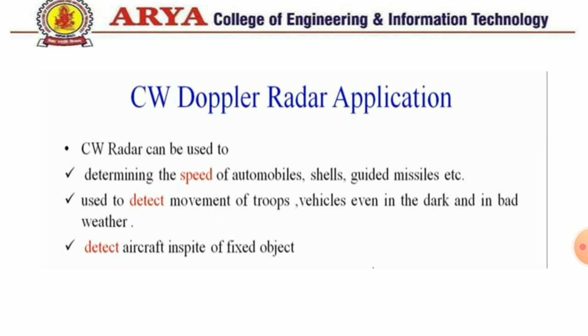Here are some applications of the continuous wave radar system. It is used for determining the speed of automobiles, shells, guided missiles, etc. It is used to detect movement of troops and vehicles even in the dark and in bad weather, and it detects aircraft in spite of fixed objects.